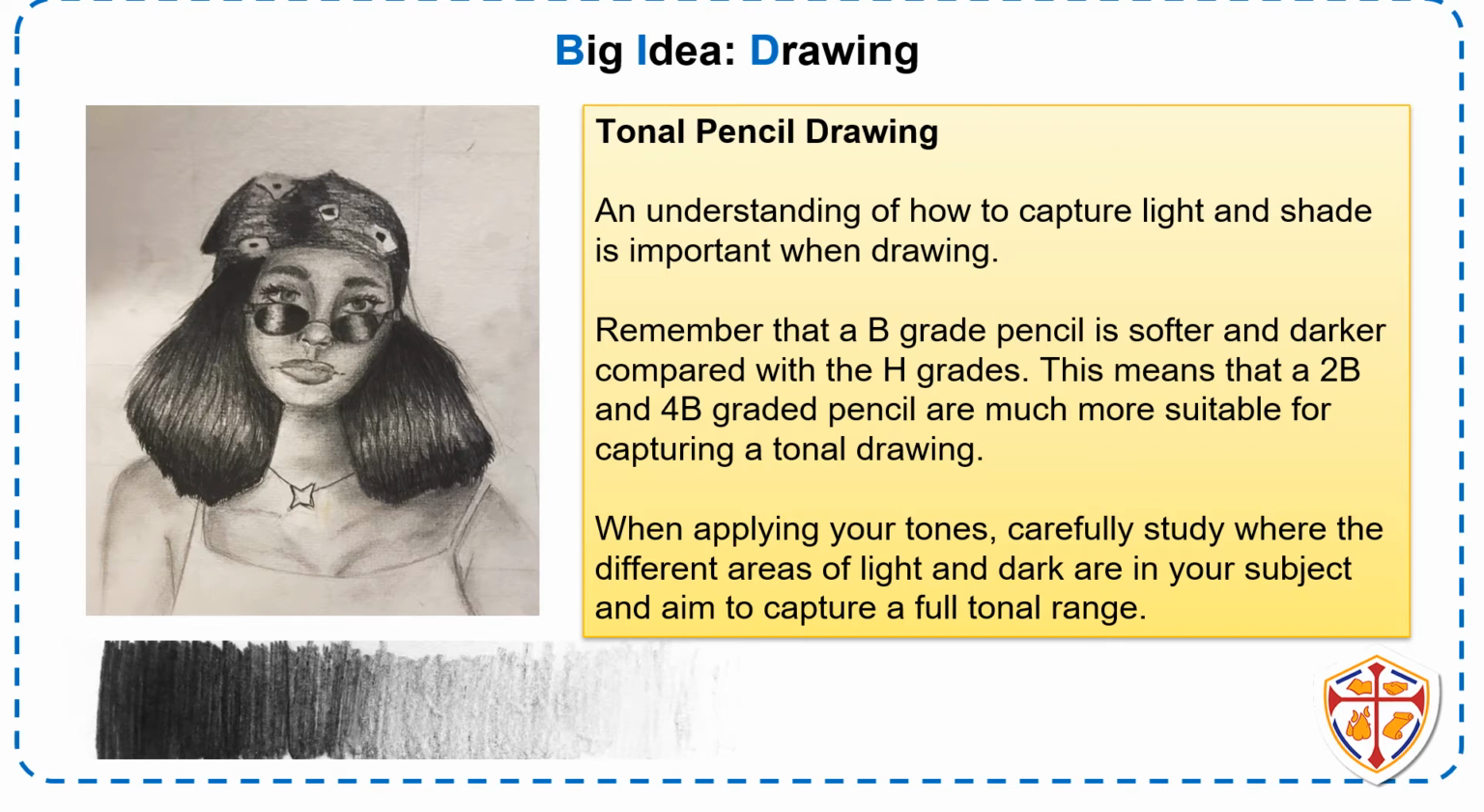You should be able to see every single tone on that graded rectangle within the drawing. And also remember, as mentioned previously, you can always use a rubber to recapture the brightest, lightest tones on your drawing.